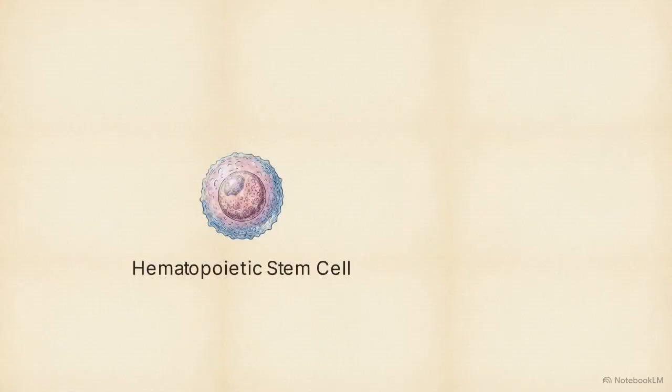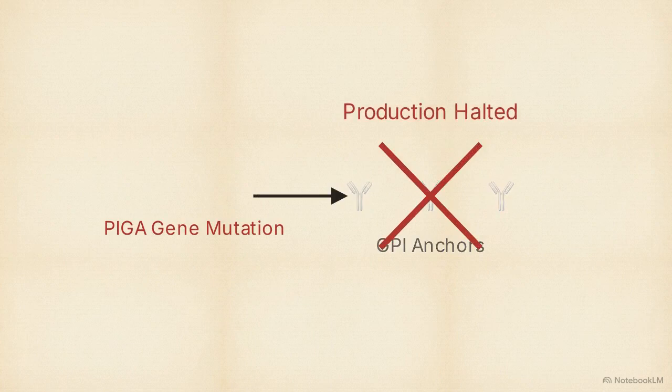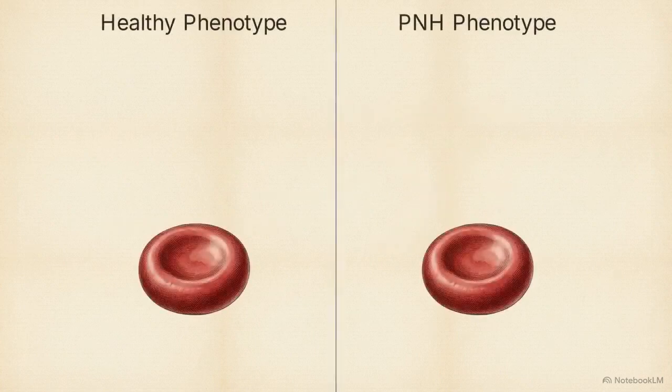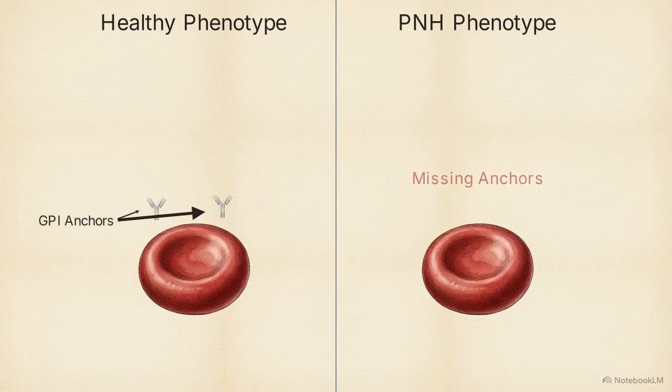This defect begins with a somatic mutation of the PIGA gene on the X chromosome within a hematopoietic stem cell. The mutation halts the production of glycosyl phosphatidylinositol, or GPI anchors. These are the molecular tethers that should be embedded across the red blood cell's lipid bilayer. Without these anchors, the cell cannot dock critical protective proteins.